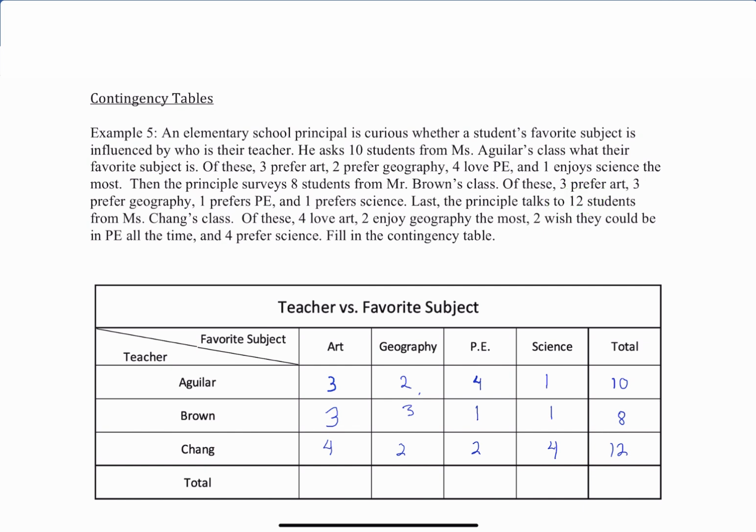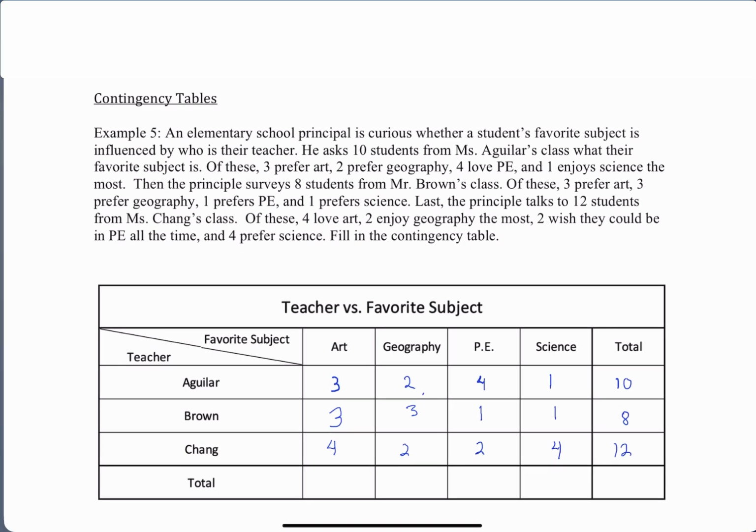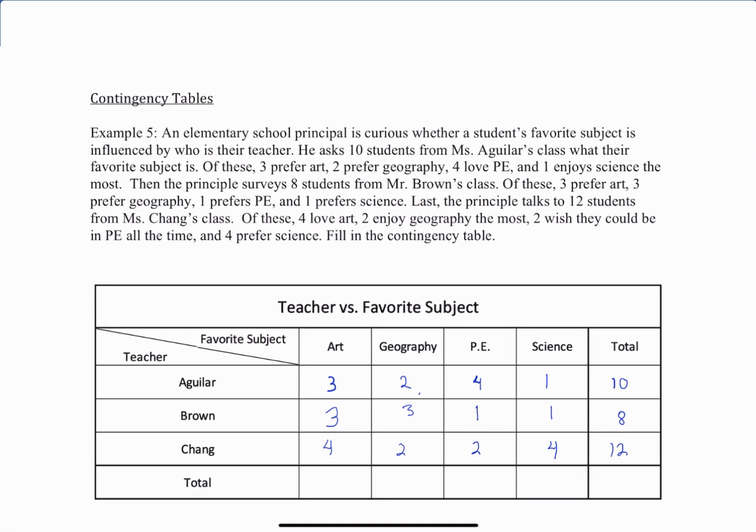Let's also fill in the column totals. So the total number of students that preferred art was 3 plus 3 plus 4, that's 10. The number of students that preferred geography, let's see, 5 plus 2 is 7. Then for PE, 4 plus 1 plus 2, that's also 7. And for science, we have 1 plus 1 plus 4, that is 6.